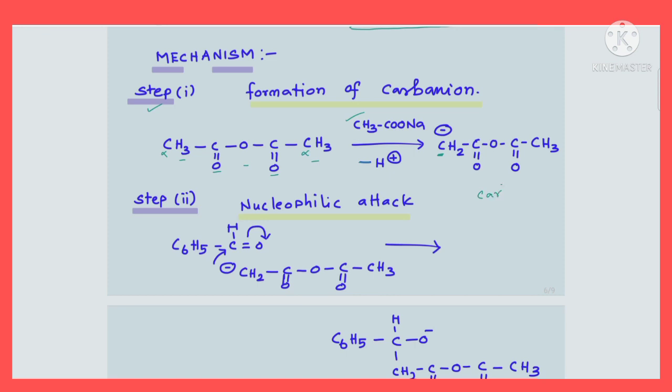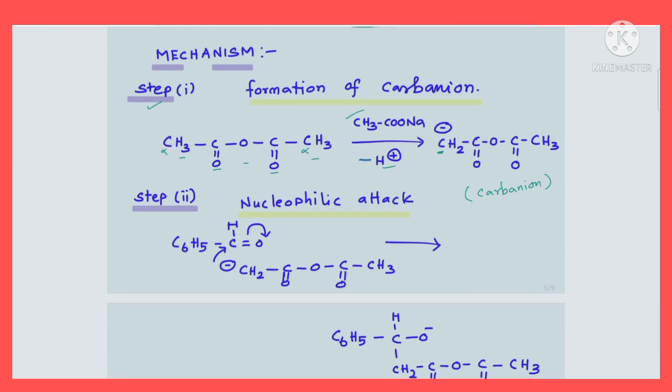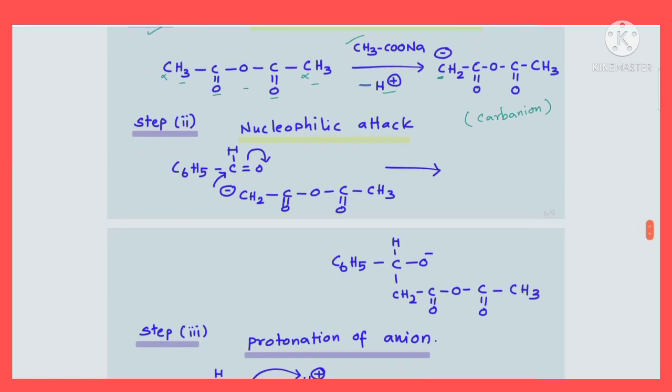This is the carbanion which is formed from acetic anhydride after the removal of alpha hydrogen as a proton by the base sodium acetate, CH3COONa. Okay, right. Now the second step is this.